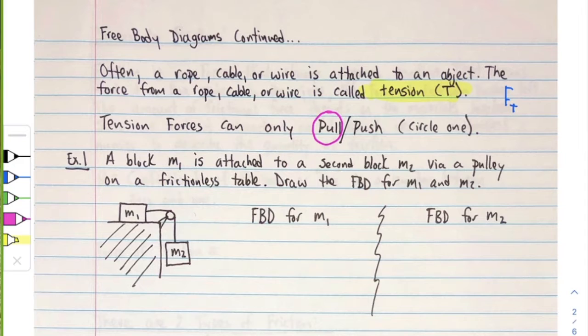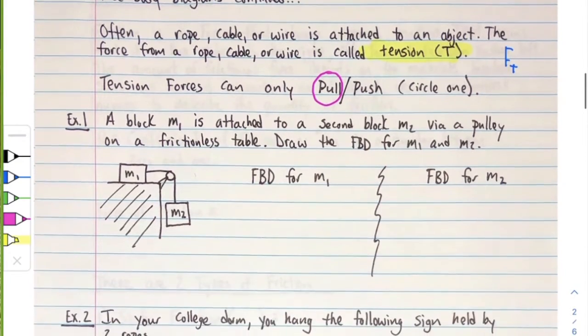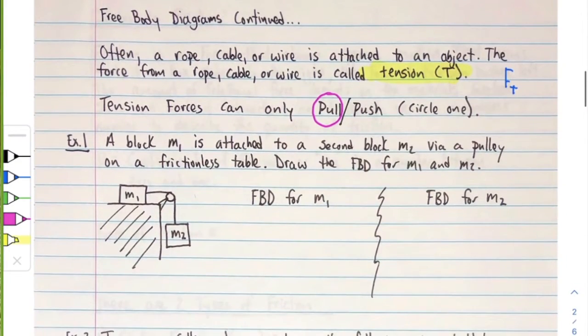All right, so let's try example number 1. This time looking at tension forces. It says a block of mass M1 is attached to a second block M2 via a pulley, and this is my best attempt to draw a little pulley right here, on a frictionless table. Draw the FBD for M1 and M2. Now, the thing about FBDs is that whenever you have a mass, it gets its own FBD. So try to draw the FBD for mass number 1, and then when you feel good about that one, try to draw the FBD for mass number 2, and then when you're ready, hit play and we'll be back here.